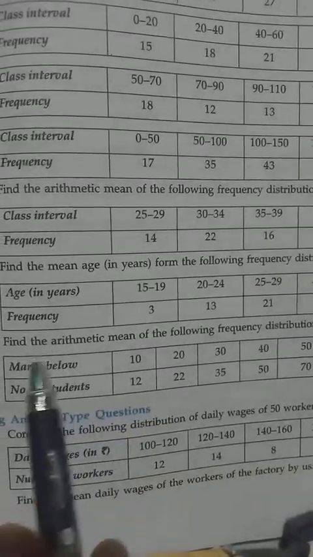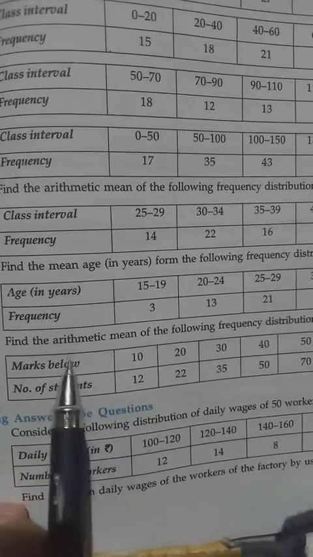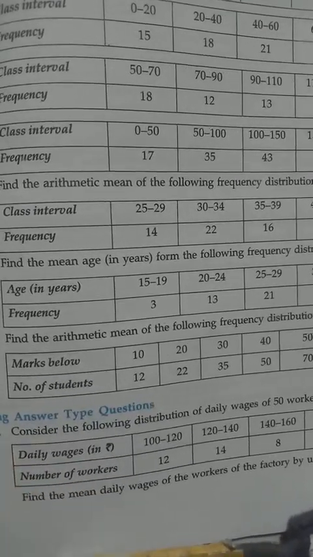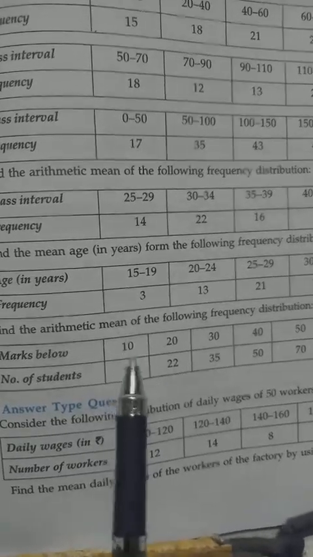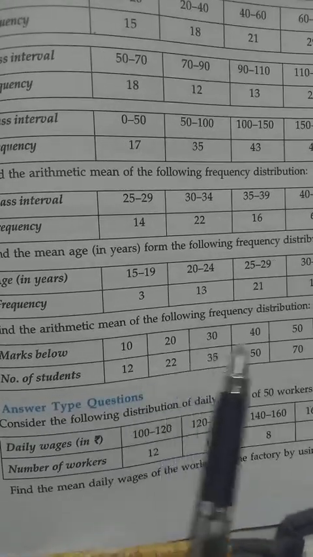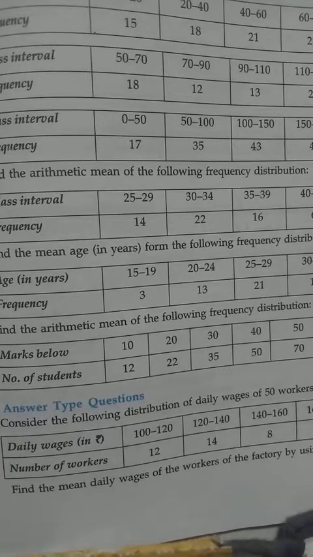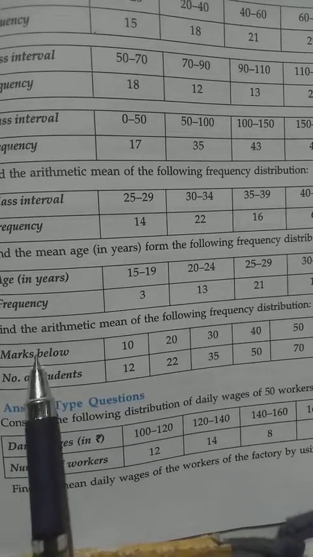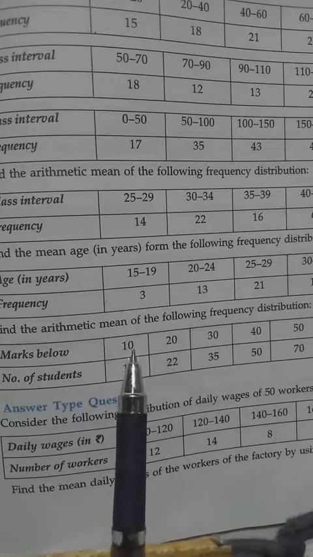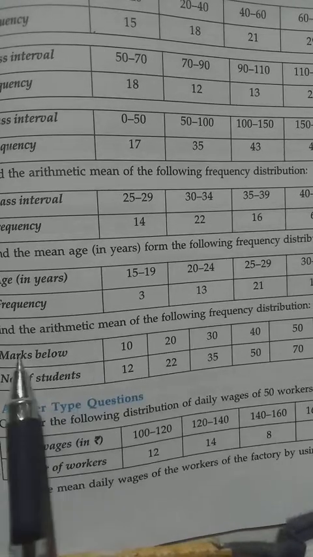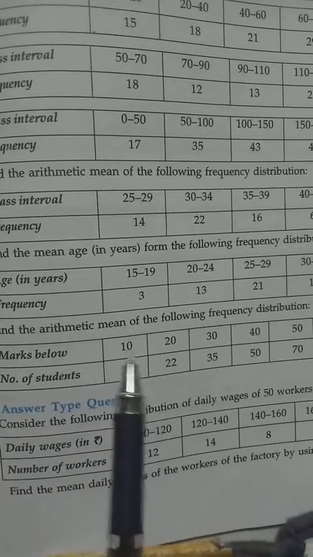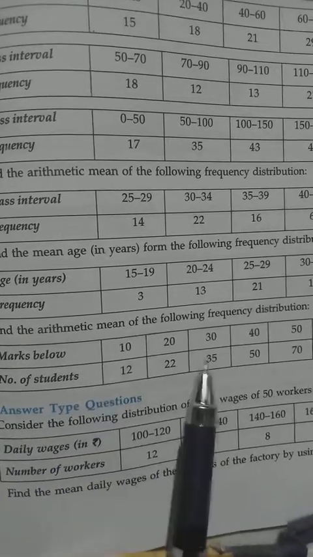Then next, number 19. In 19 also we have to find the arithmetic mean. They don't mention any method, so you can use any method. But the problem here is that instead of giving us a class interval, they simply give us data like this. That means first of all we have to convert it. Marks below. That means there are still numbers below 10, because they say below. So now I have to make something here. How to make it?